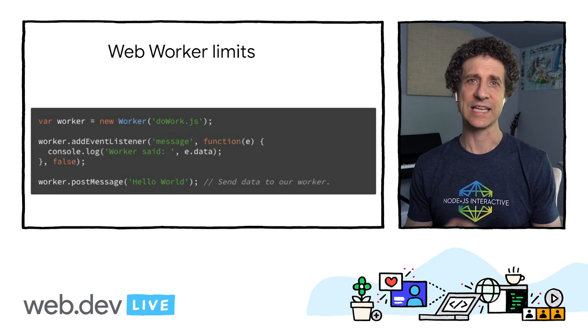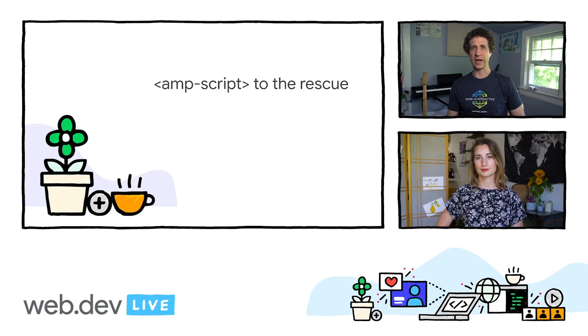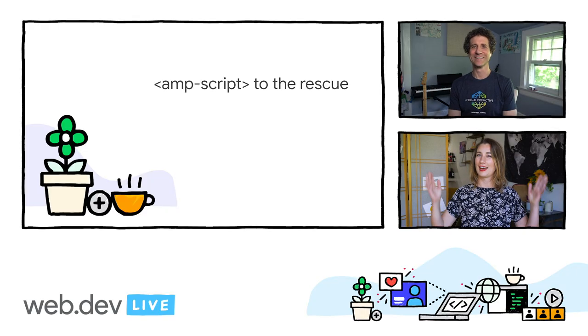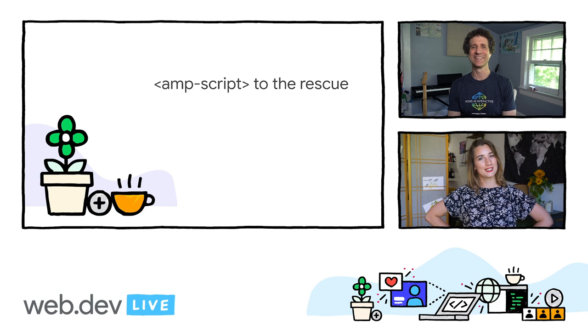workers can't access the DOM. So workers are great for doing long tasks off the main thread. But what if you want access to the DOM? That's a big obstacle. And that's where AMP comes to the rescue. I knew at some point we were gonna bring AMP into this.